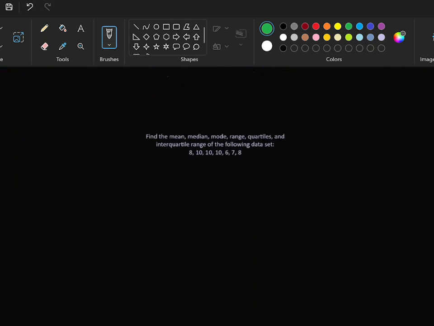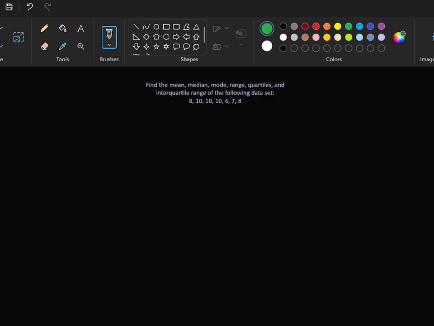Just to make sure we've got everything that we need, I've got another example here. So again, find the mean, median, mode, range, quartiles, and interquartile range of the following data set. And again, we're only going to worry about the first 3 for this video. So I'm actually going to put the data set in order from the start, just to get it out of the way. So it looks like our smallest is 6 here, then 7, then 2 8s, and then 3 10s. All right.